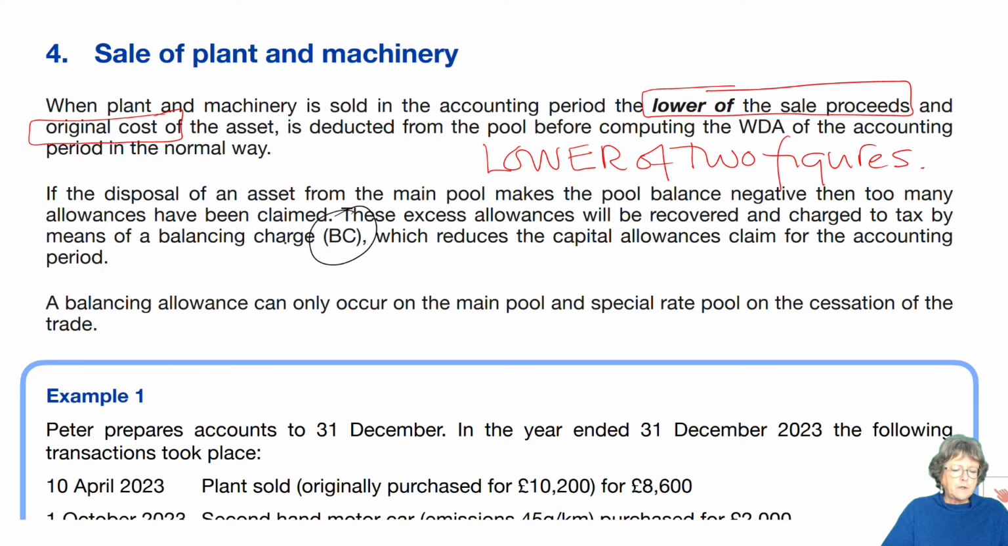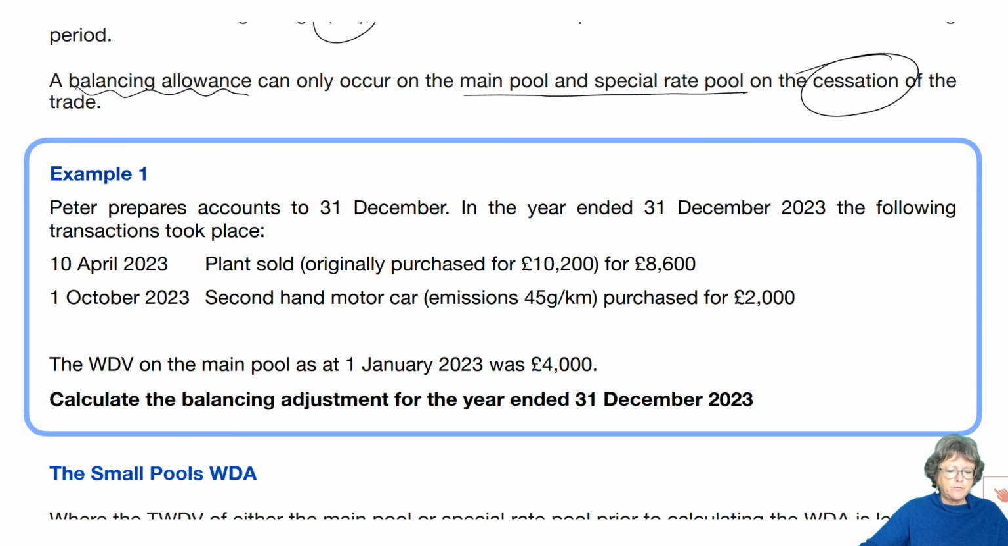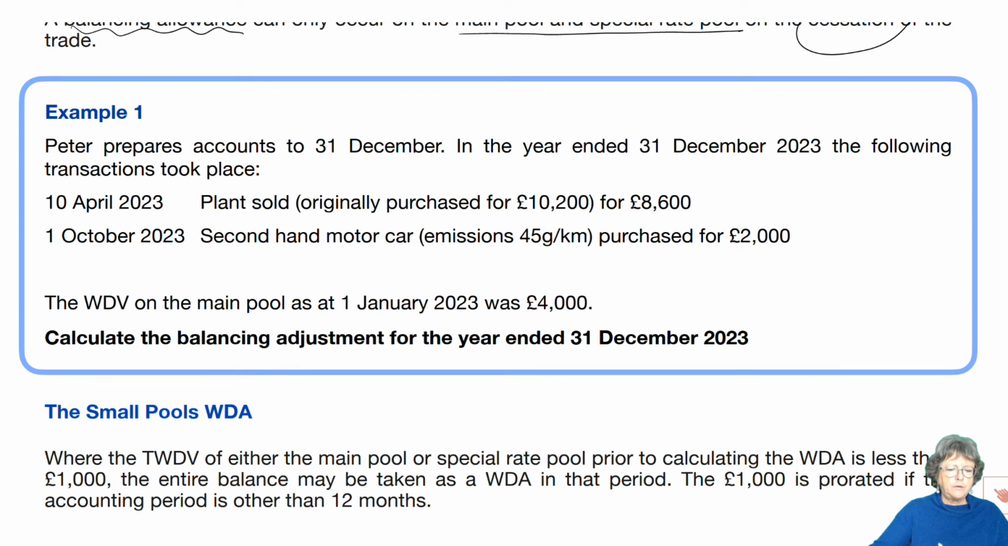Now, a balancing allowance. This isn't written down, this is the balancing at the end of something. A balancing allowance only occurs in the main pool or the special rate pool when the business ceases to trade. And if you get one of those, that's the sort of figure that you will have to deal with.